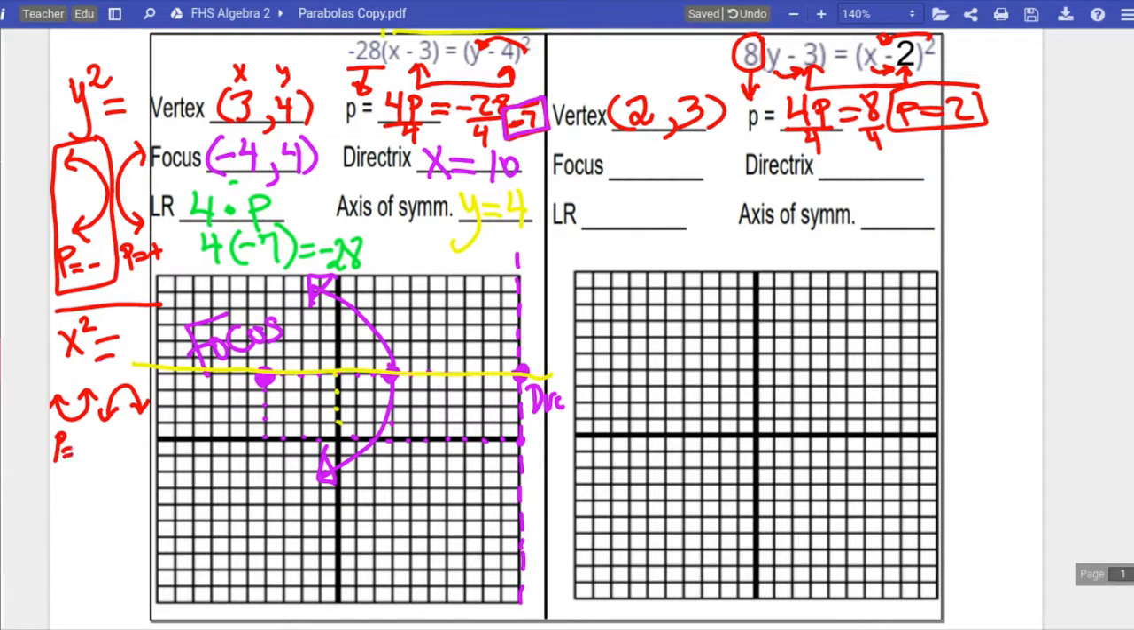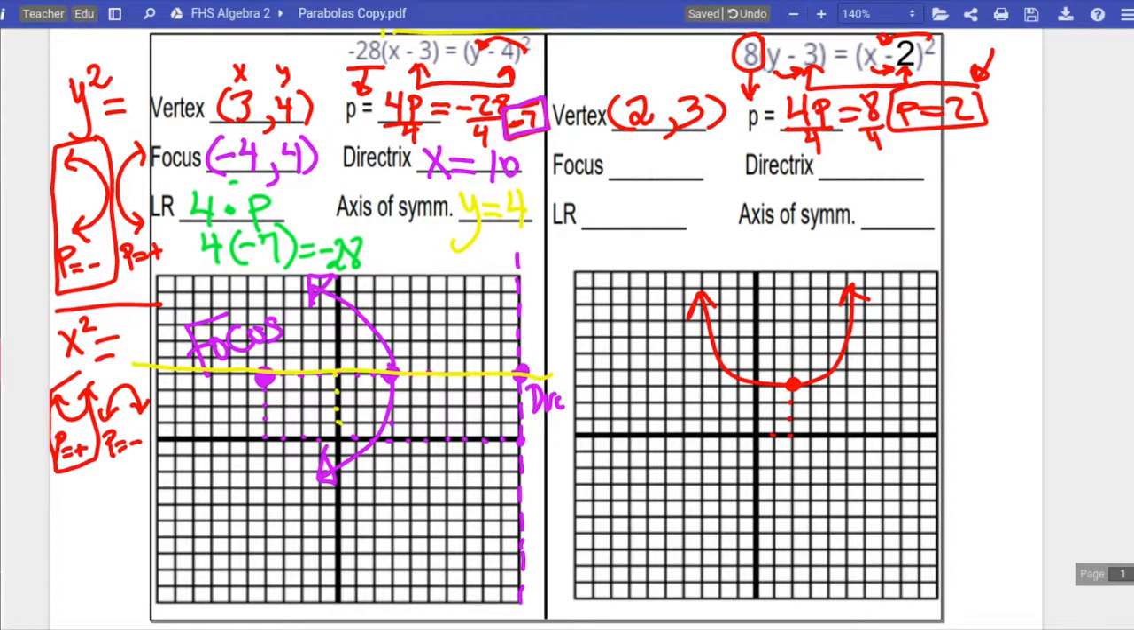If the p-value is positive, you're going up. If the p-value is negative, then it's looking down. What do we have right now? Our p-value is positive, so we're definitely going to have this one looking up. All right, so let's go ahead and graph this. So 2, 3. 1, 2, 1, 2, 3. Boom. Which way are we looking? Open upward.